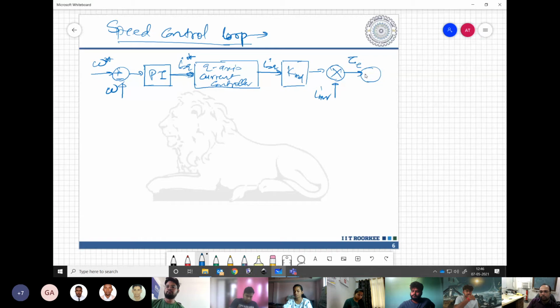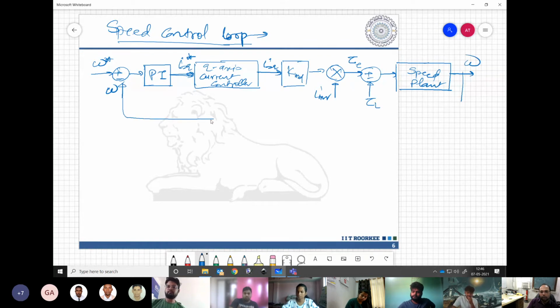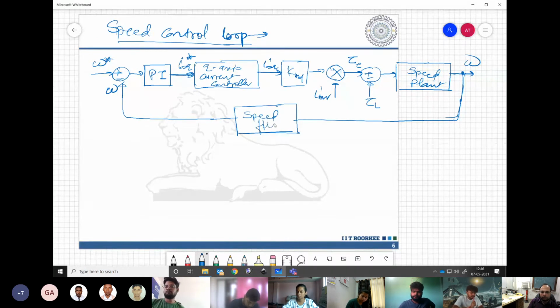Then our load torque is getting subtracted from here, and then we have our speed plant, or mechanical plant, that is generating our omega, which is getting closed, but there is another element sitting in between, which is our speed filter, because generally these signals are very noisy. Understanding my point? Is that clear?